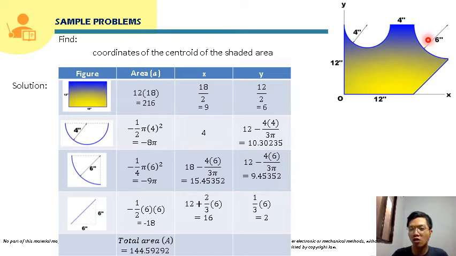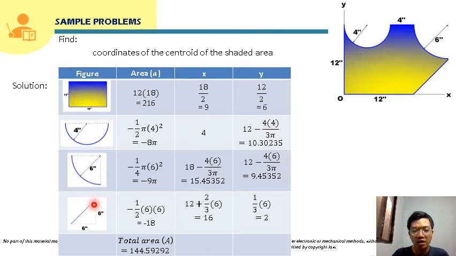Now for the quarter circle, this is the quarter circle. The y-coordinate of its centroid, this is the centroid, this distance will just be 12 minus 4r over 3 pi. This is the 4r over 3 pi, where our radius here is 6. So the answer for this will be 9.45352. This will now be the y-coordinate of the quarter circle.